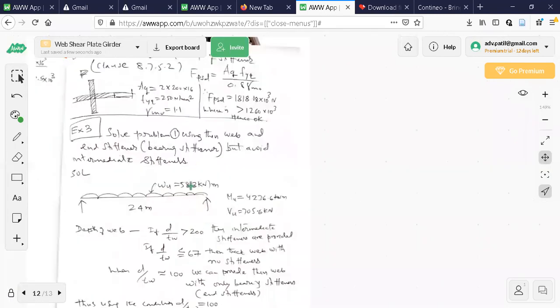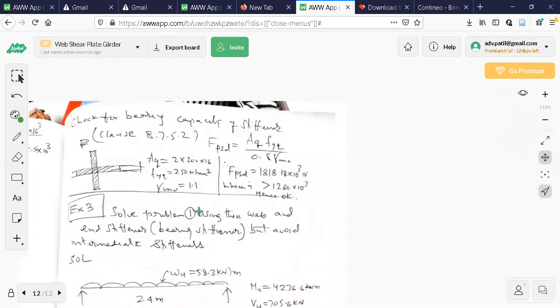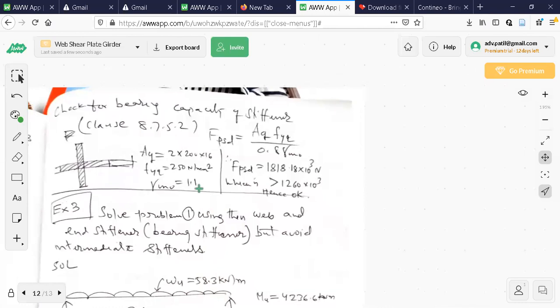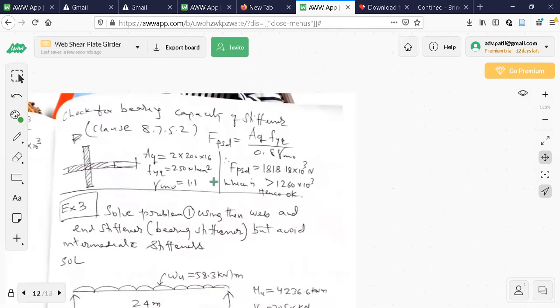Next is a check for bearing capacity of the stiffener.